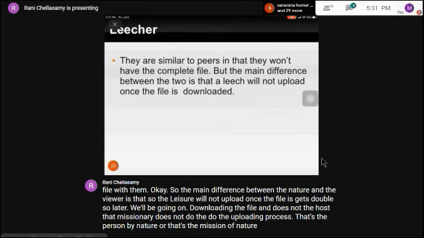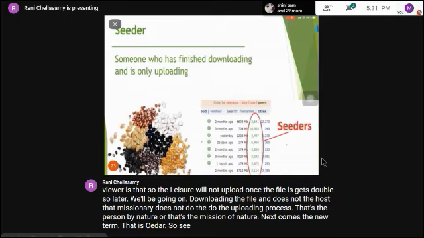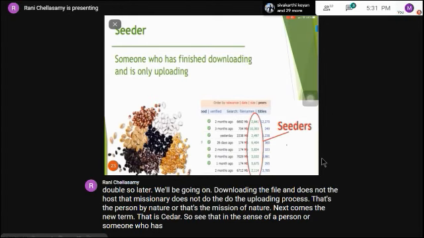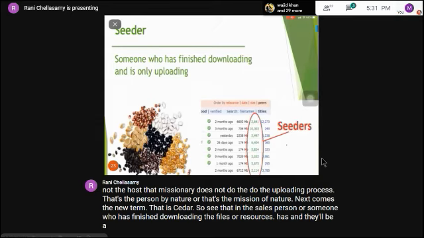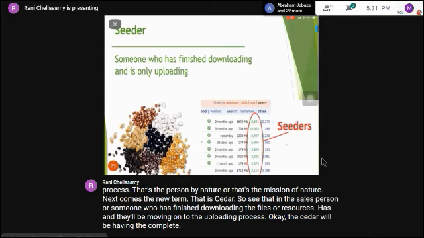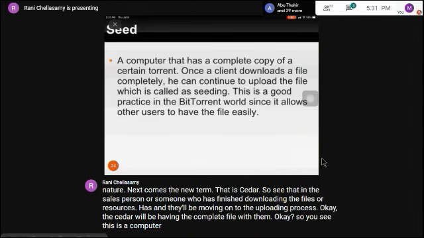Okay, next comes the new term, that is seeder. So seeder means a person or someone who has finished downloading the files or resources, and they'll be moving on to the uploading process. Okay, the seeder will be having the complete file with them. So a seed is a computer that has a complete copy of the certain torrent file.